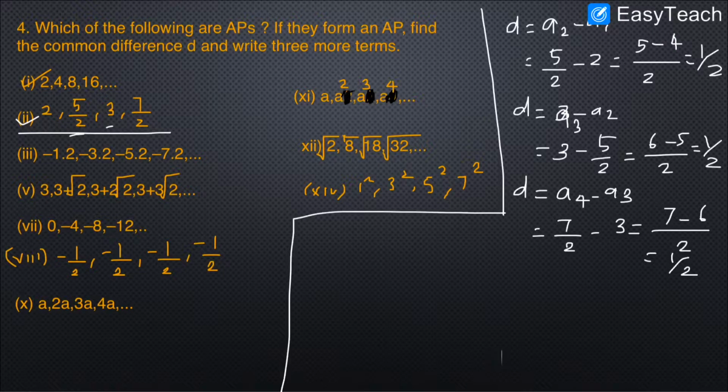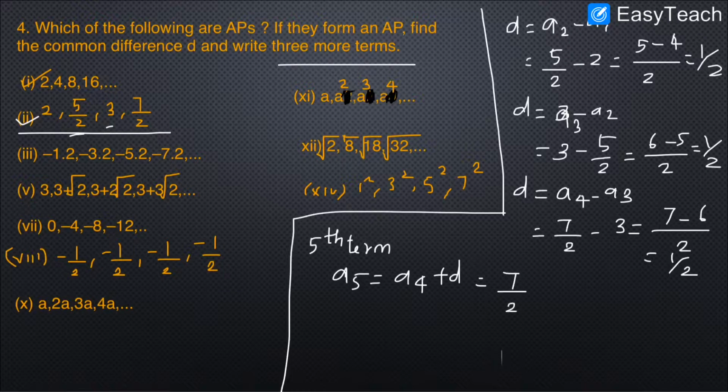In the next step, we are going to find 3 more terms. We already know the 4 terms: 2, 5 by 2, 3 and 7 by 2. Let's find the fifth term, which is A5 equals A4 plus D. When you add A4 and the difference, you will get the fifth term. What is A4? 7 by 2, and the difference we know is 1 by 2, which gives 8 by 2, which is 4.